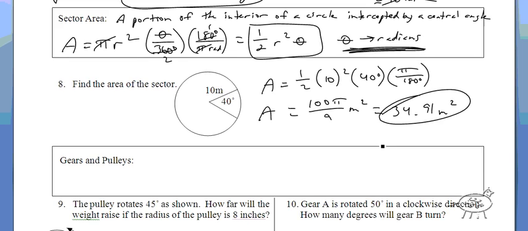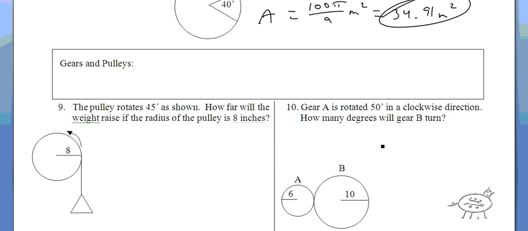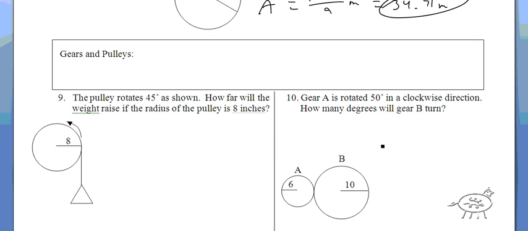Okay? All right, last type of application problem is a gear and a pulley. We're going to be using S equals R theta a ton. And once again, I'm just going to remind you, theta is in radians. Okay? Super important.